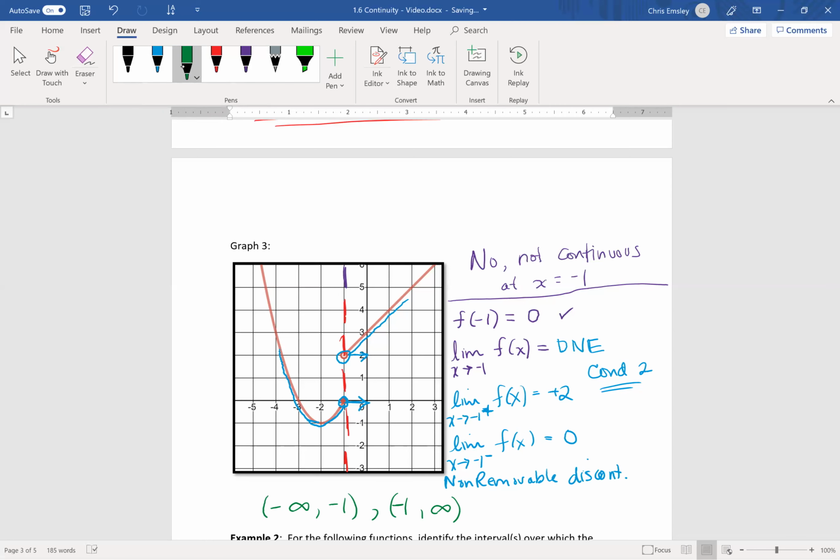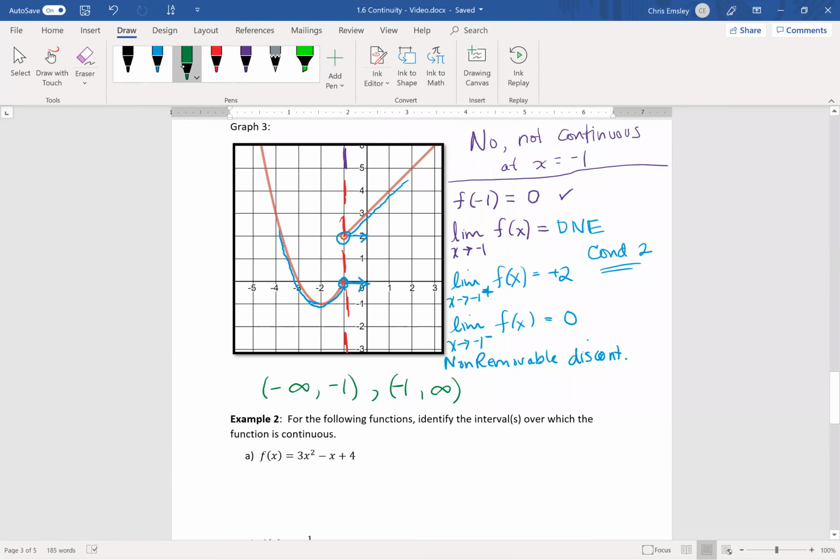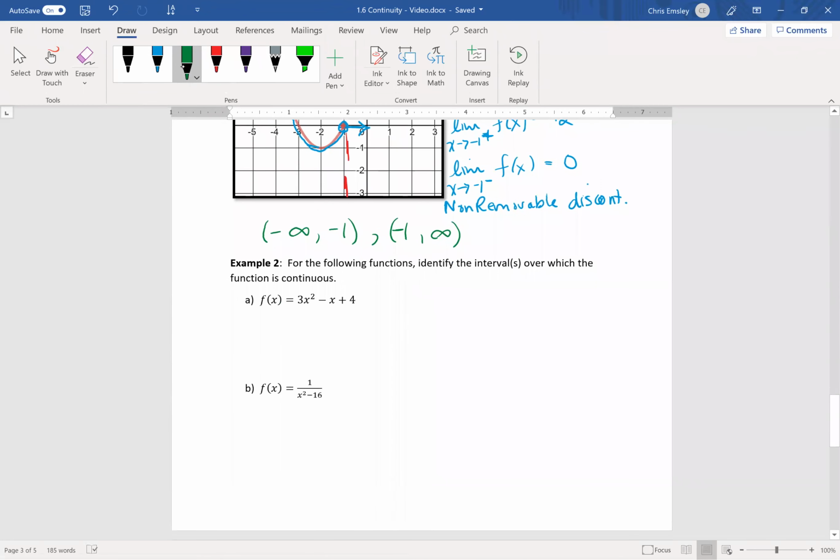Okay, so in those three graphs, we were looking at continuity and discussing continuity by looking at a graph, at a picture. So now we're going to discuss continuity by looking at an equation, okay? You could take the time to graph it, but we want to be able to just look at the equation and discuss the continuity there. So here, the directions say, for the following functions, identify the intervals over which the function is continuous. So they are asking, where are these functions continuous?